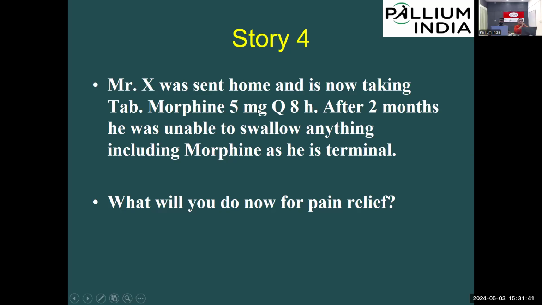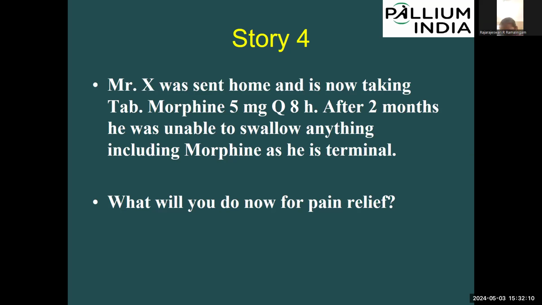So now this patient is sent home and is now on 5 milligram of oral morphine 8th hourly. But after 2 months, as he is getting terminal, he is unable to swallow anything. What will you do now for the pain relief? We try for IV injection, ma'am. But the patient is at home. The patient wants his end of life to be at home. Do we have any other options?